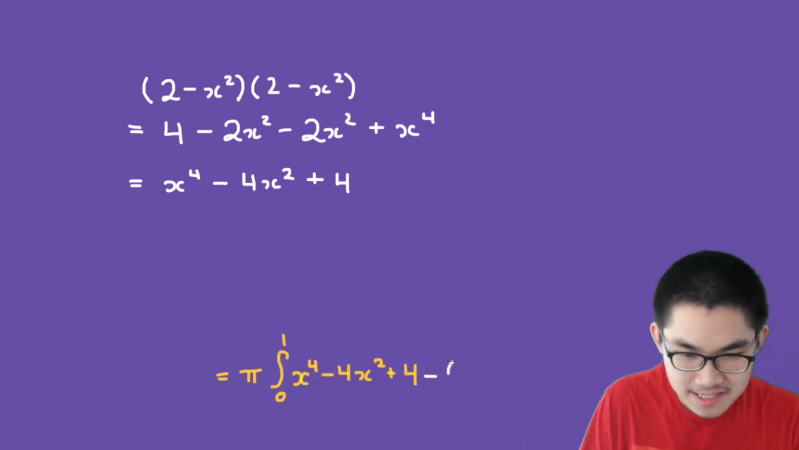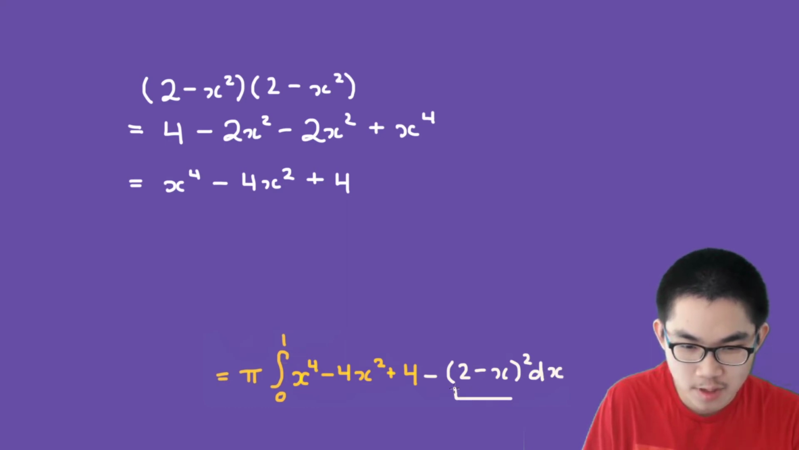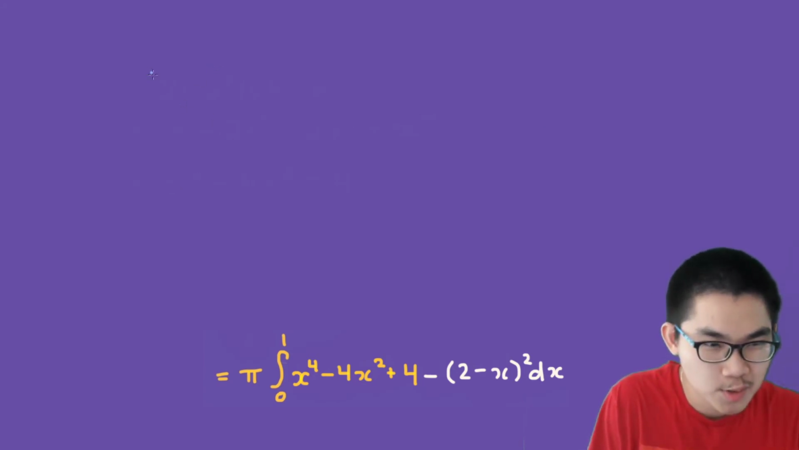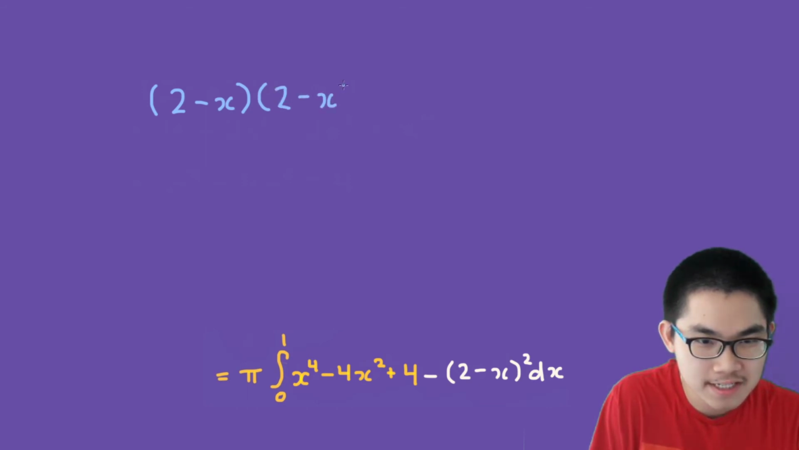Now minus (2 - x)² dx. So the next step is to solve for this right here. Let's do blue this time. So we have 2 minus x times itself, so (2 - x)(2 - x).